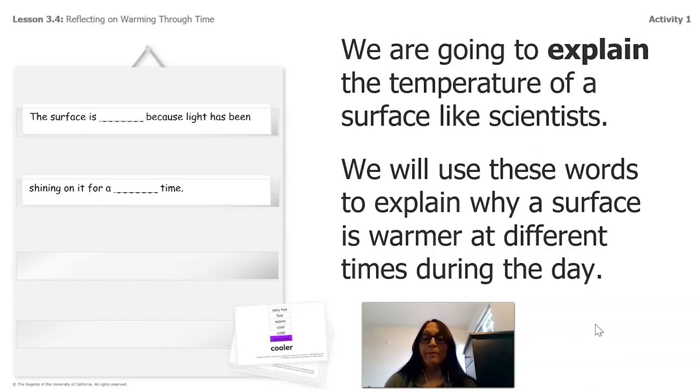So in looking at the sentence frame, we can use some words that we've learned. So the surface is, I'll give you a minute to think about it, blank, because the light has been shining on it for a blank time. So it depends on what we use, right? So if I say, the surface is cooler because the light has been shining on it for a, what would it be? Would it be longer or would it be shorter if it's cooler? That's correct. Shorter time. So let me say that again. The surface is cooler because light has been shining on it for a short time. That is correct.